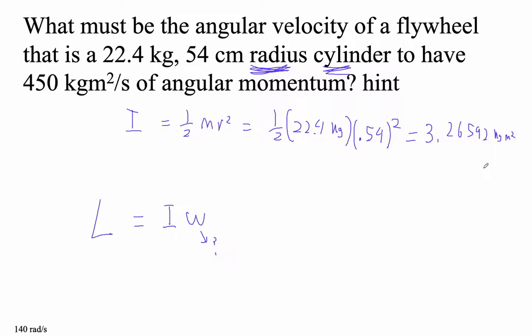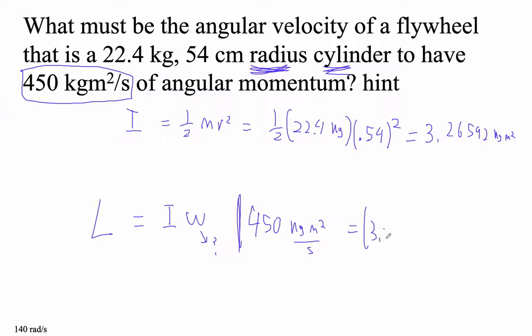Is that all we need to know? Oh, okay, so this is our L, right? So let's plug this in. So L is this, 450 kilogram is equal to I, which is this, times omega.